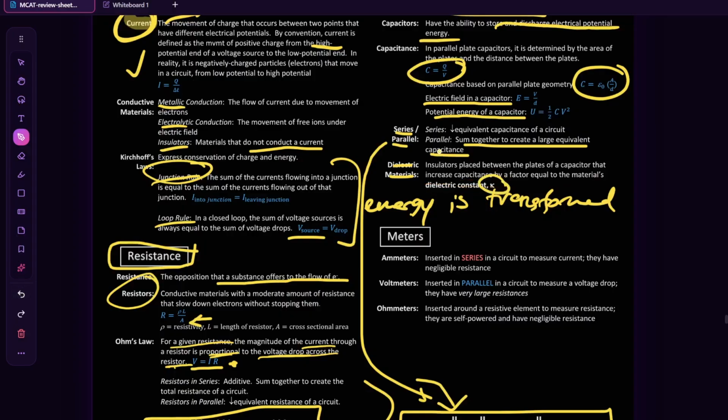The more the material boosts the capacitor's ability to store charge, the bigger the dielectric constant, just by sitting in the gap between the two plates. That's what it can do.